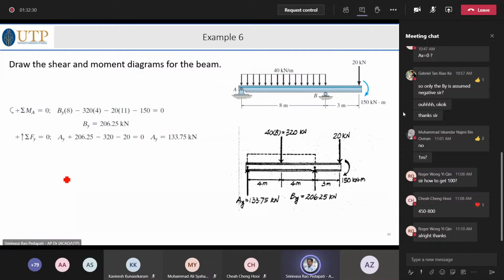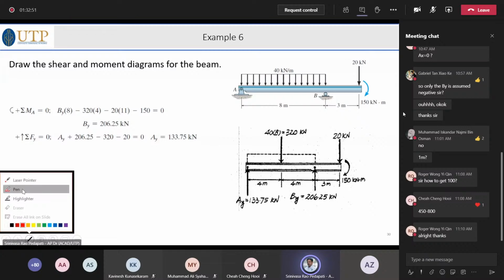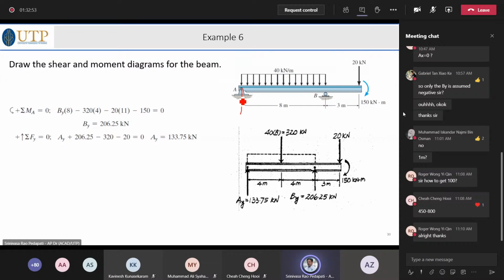This problem has a distributed load of 40 kilonewton per meter and 20 kilonewton at the end of the beam, an overhanging beam. So A, B, you have reactions at A and B that you know very well. So we just proceed with a reaction here and another reaction at B.